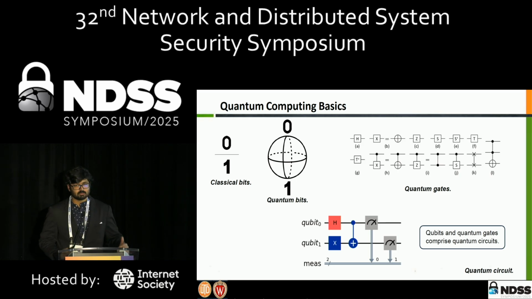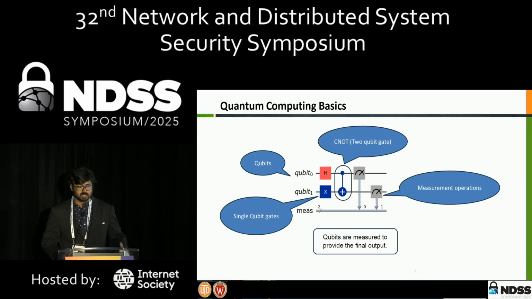These qubits and quantum gates comprise the quantum circuits, and these quantum circuits are further executed on the quantum backend. For example, consider a 2-qubit quantum circuit here. These 2 qubits are acted upon by 2 single qubit gates. Followed by that, they're entangled by using a 2-qubit CNOT gate, and then they're finally measured. The measurement produces the final outcome of the operation.